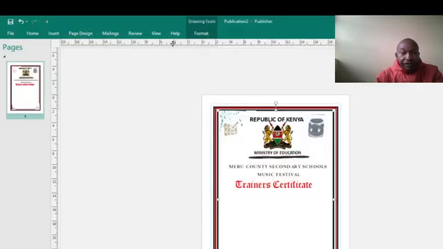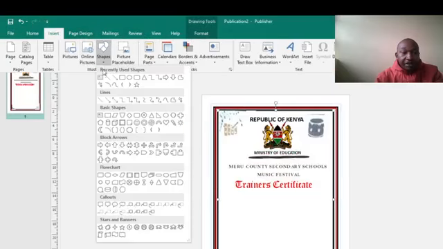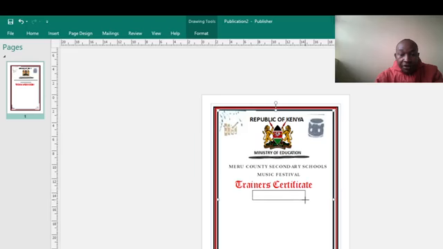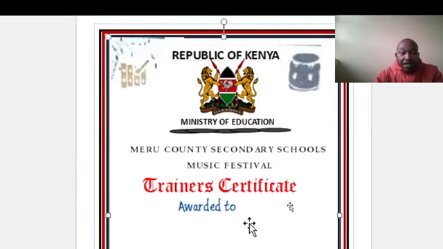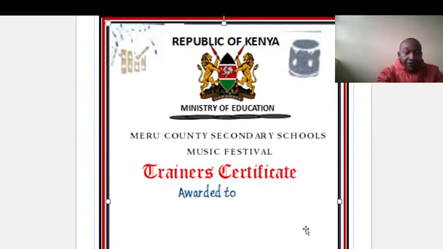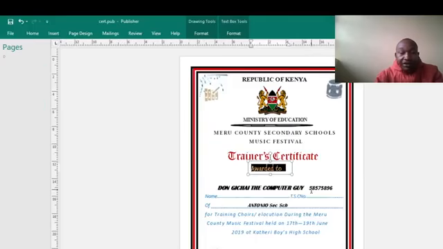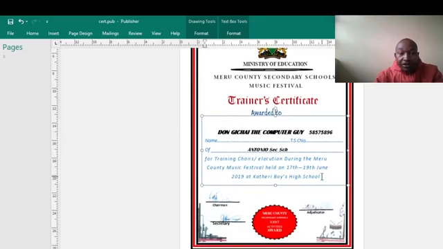We'll just go back to this point, go to insert, shape, text box, then you can draw the text box there. So we have awarded to, can increase the font size, this is awarded to. Then still we are on track, therefore I can still go to the original and see what we have, awarded to. Then we have name, TSC number of.